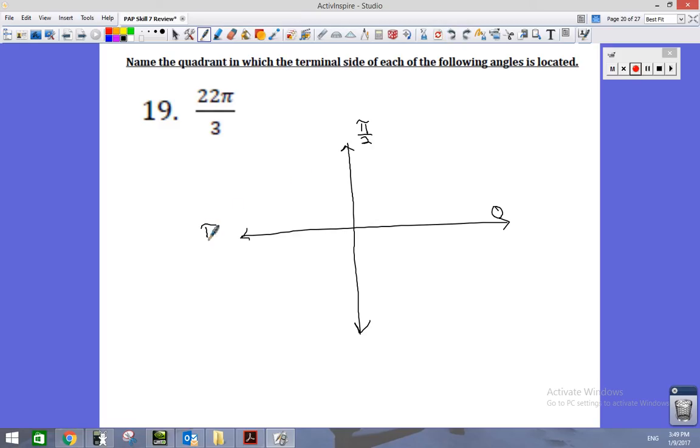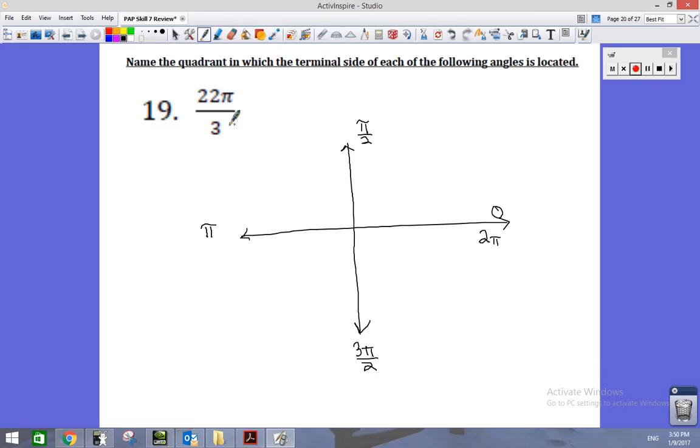And if you're bigger than pi but smaller than 3 pi over 2, then you're here in quadrant 3. If you're bigger than 3 pi over 2 and smaller than 2 pi, then you're in quadrant 4. Now, also remember the idea of coterminal angles that have the same initial side and same terminal side. So if you have a whole list of coterminal angles, they all lie in the same quadrant.